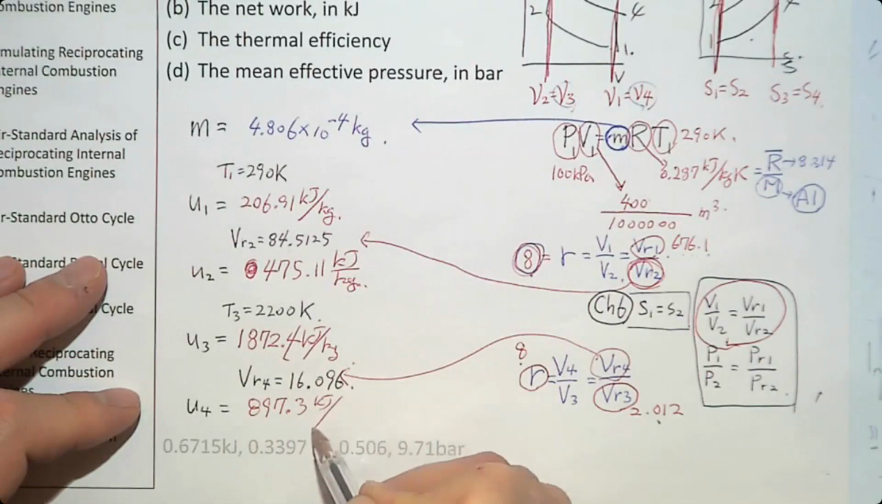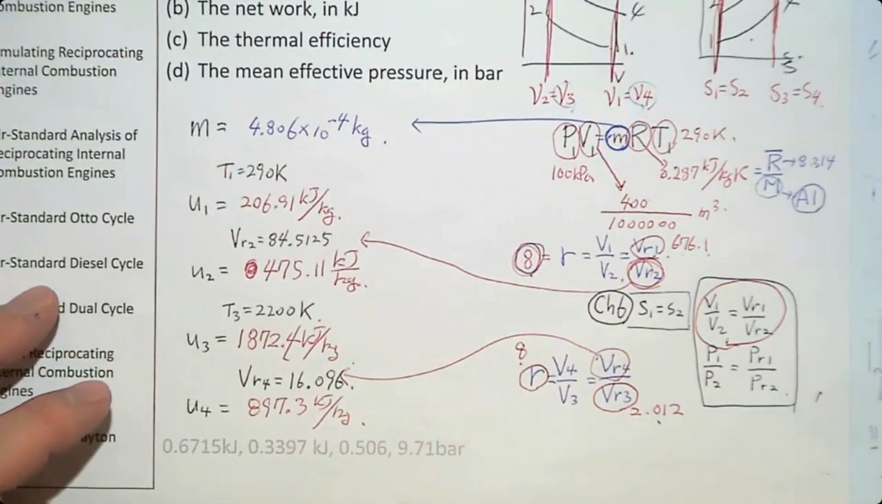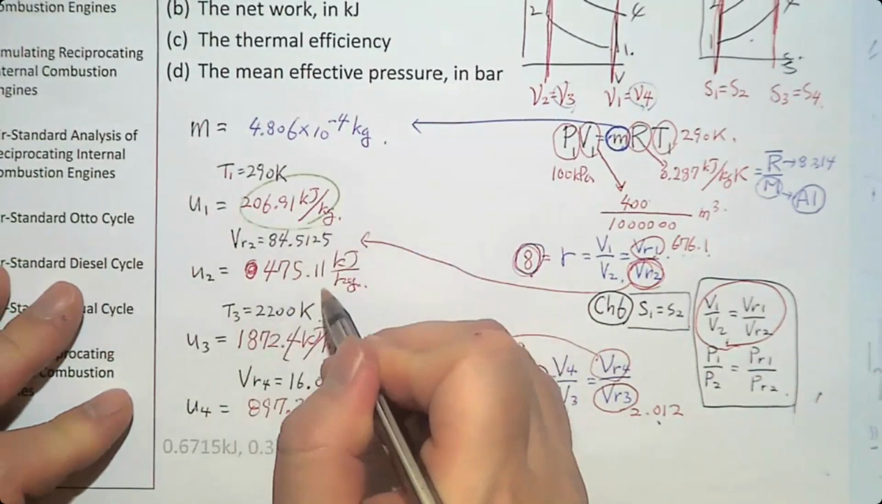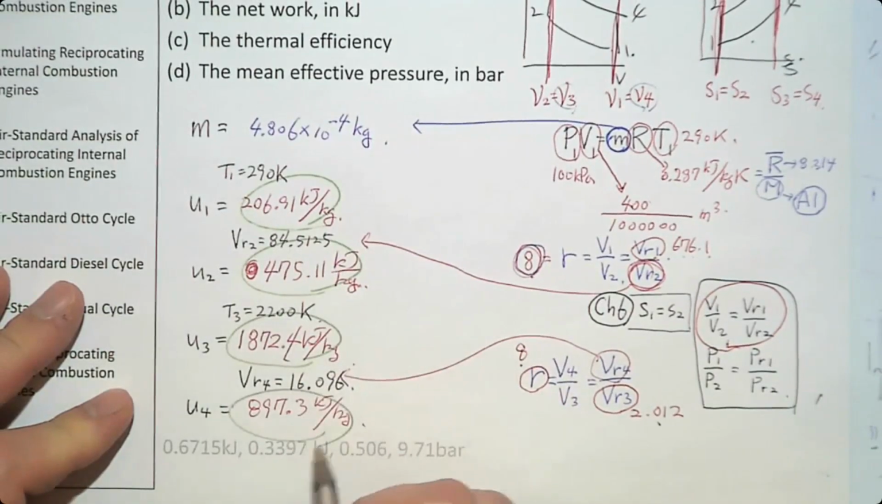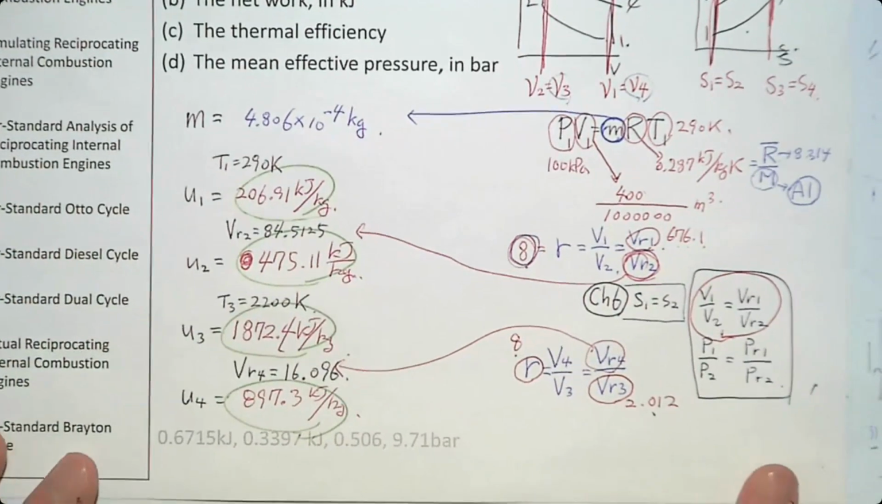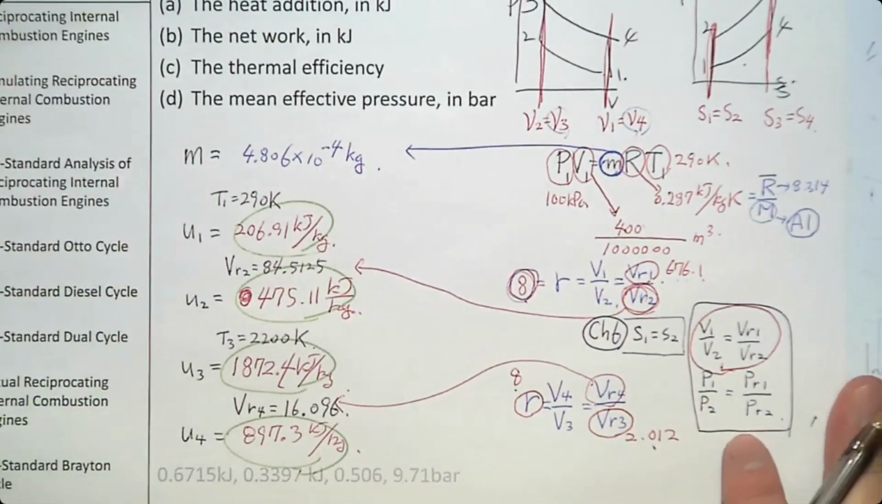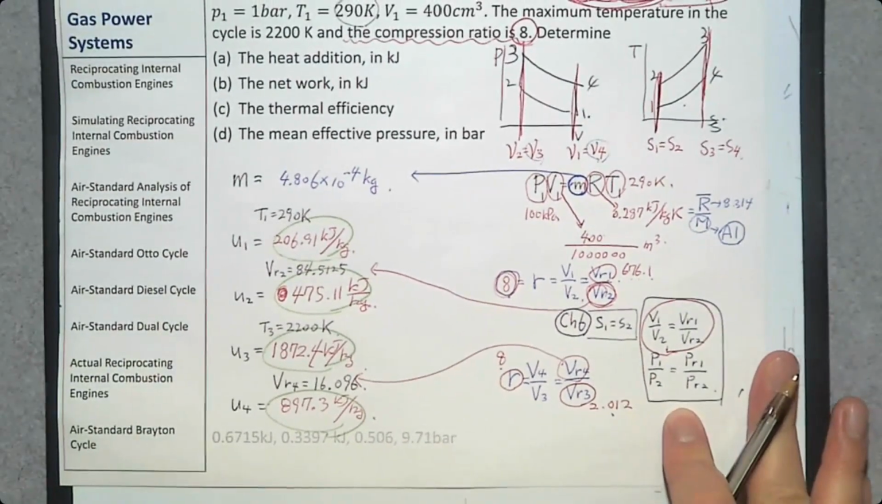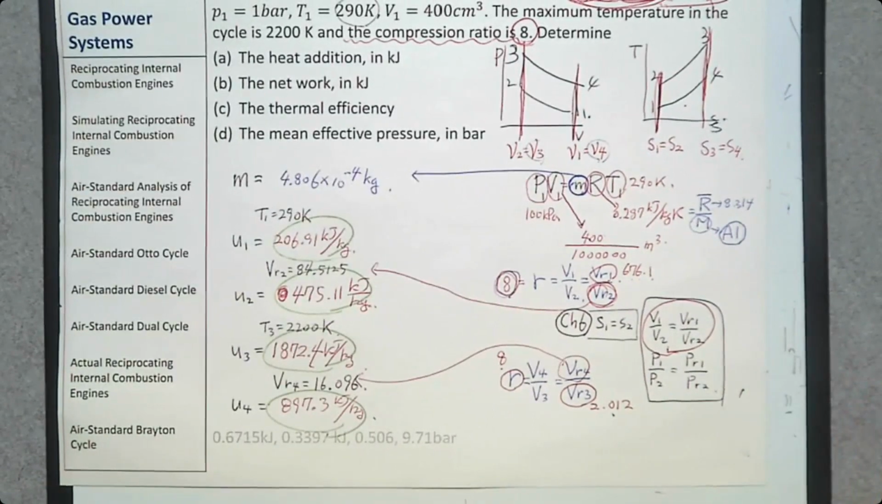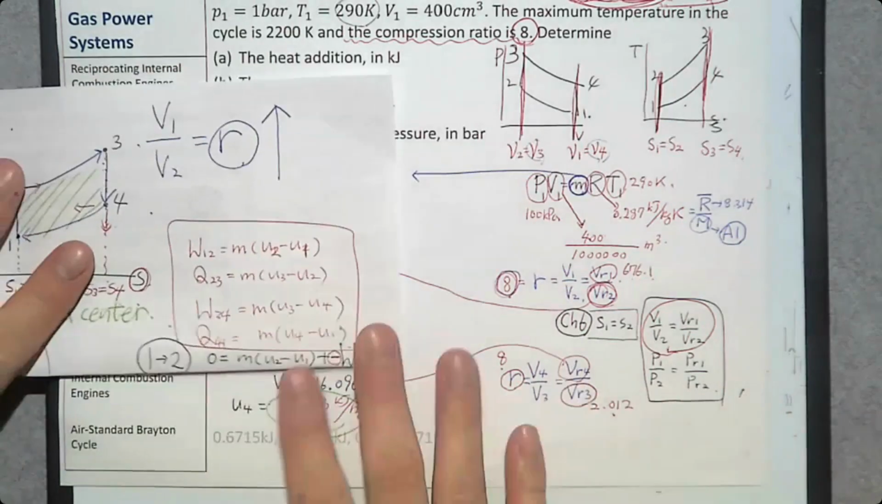897.3 kilojoule per kilogram. So we got U1, U2, U3, U4. That's all. Let's determine the heat addition. How do we determine heat addition? Heat addition takes place between 2 and 3. So do we know the equation? Yes, right here.